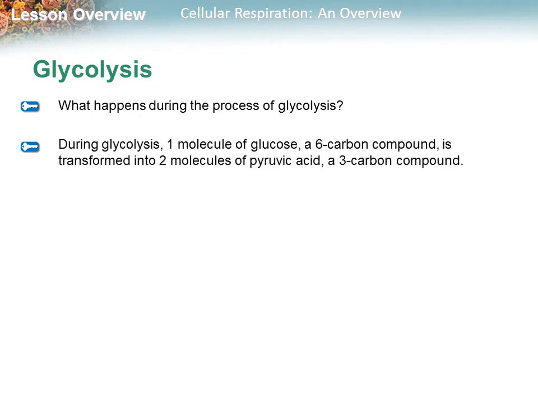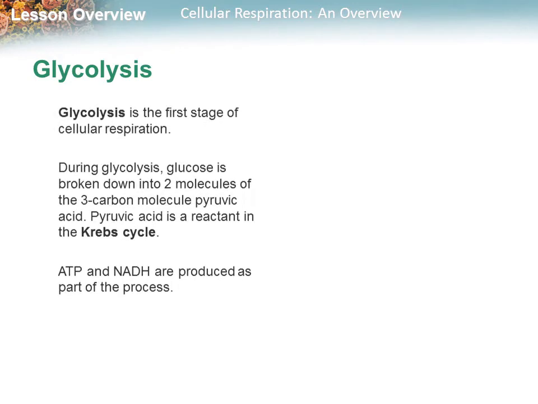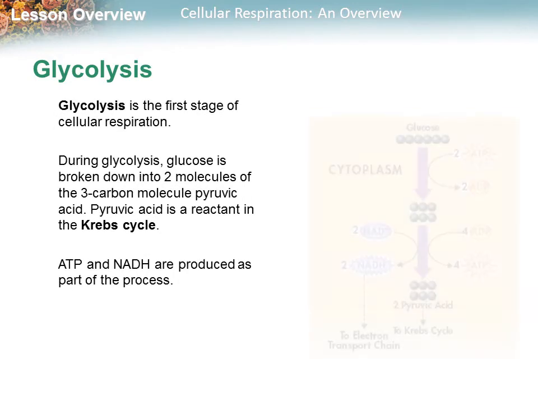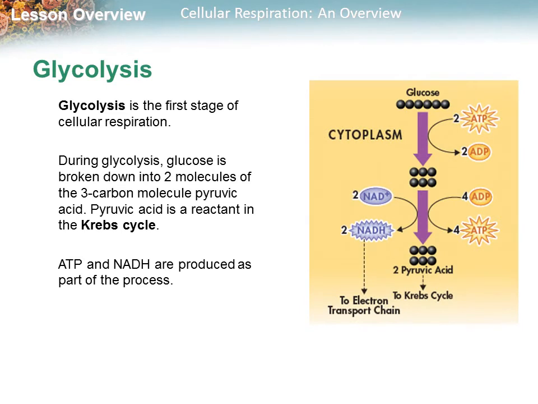Generally, what happens during glycolysis is one molecule of glucose, that's a 6-carbon compound, is transformed into 2 molecules of pyruvic acid, which is a 3-carbon compound. Now let's see the detail. So glycolysis is the first stage of cellular respiration, as you know.